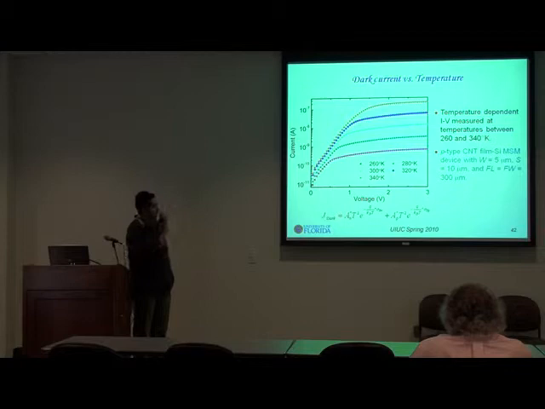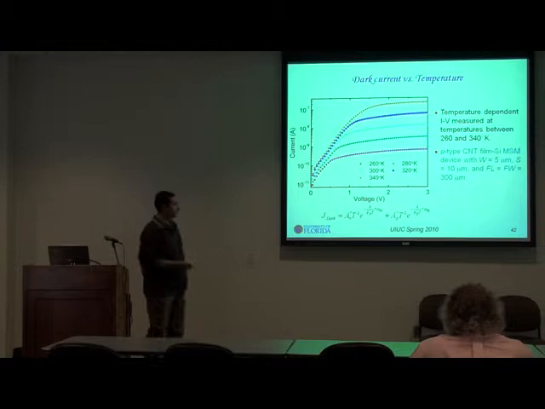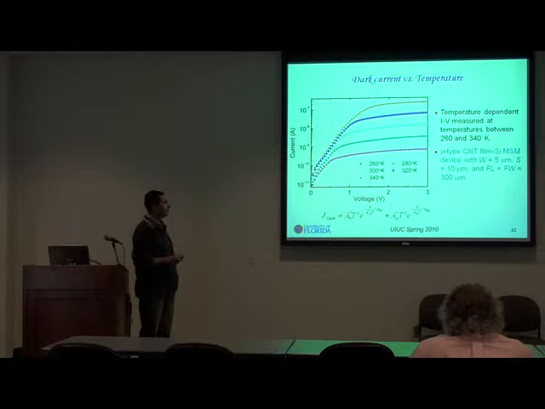So then we said, okay, we can analyze these junctions a little bit more carefully if we decrease the temperature. We first studied a limited range of temperature, between 250 and 340 Kelvin, and we measured ID characteristics as a function of voltage. And you see that the ID looks a little bit different. The current level of course changes, because the saturation level changes with temperature.